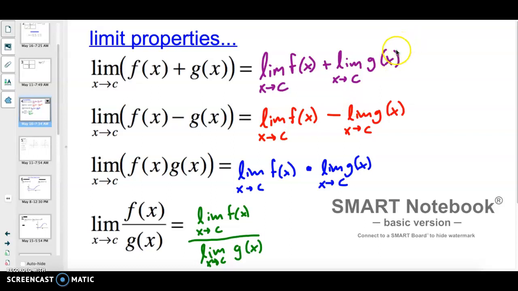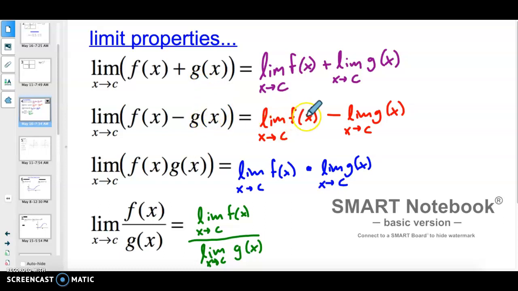In this video, we're going to talk about different properties of limits. So here I've written out a few. The first property is if you have a limit as x approaches some value of two separate functions, you can split it up into the limit of f of x plus the limit of g of x. So you can take the limit of each function separately and then add them together.